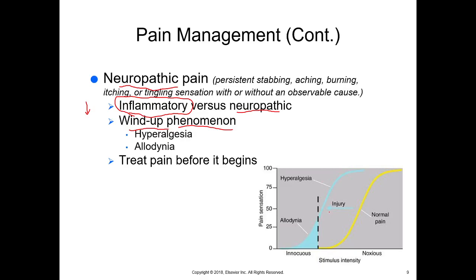Let me explain this. In this chart, we see this pain sensation. This is the feeling. If I were to grade it from 0 to 100% painful, this is what I'm feeling with a pain sensation. This is the stimulus intensity. So something like if you step on a squeaky toy, something soft, it's annoying but innocuous, versus if you were to step on something like a spike.